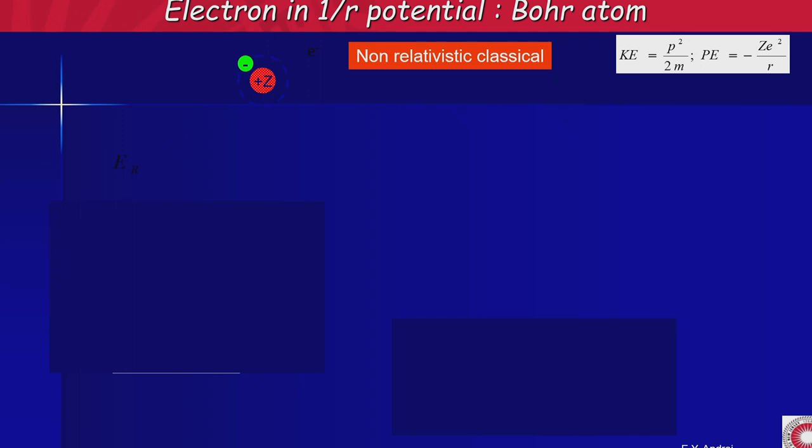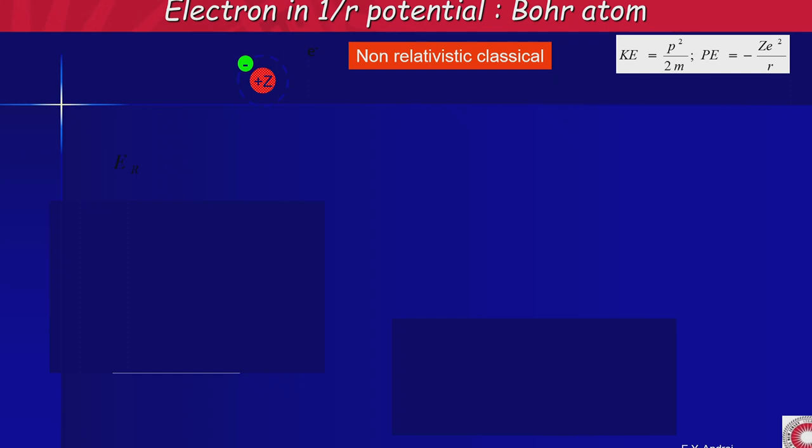Okay, so here I need to remind you a little bit about what happens when you have an electron interacting with a proton or with a charge Z. So we start with classical physics. So I have an electron and charge Z. In the non-relativistic classical case, you have kinetic energy P squared over 2m and potential energy Z e squared over r. And we know that in classical physics, the electron is just going to fall into the nucleus. There's absolutely nothing to stop it from just going in there. Okay? So there are no bound state solutions.